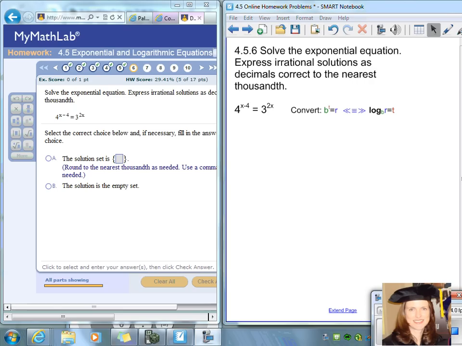Question number 6 from section 4.5, exponential logarithmic equations. Solve the exponential equation. Express irrational solutions as decimals correct to the nearest thousandth.